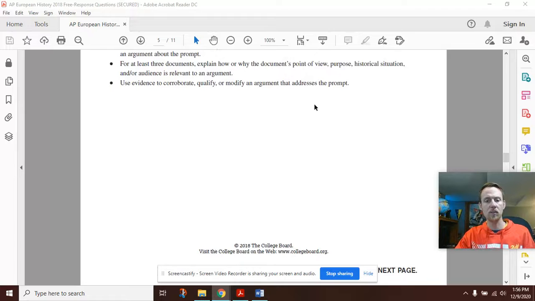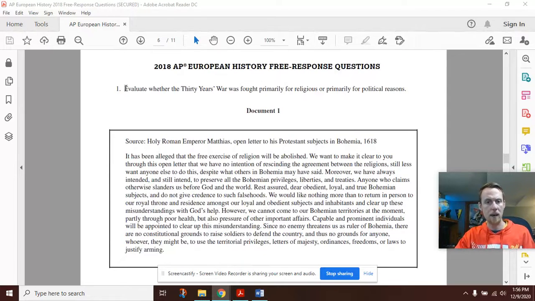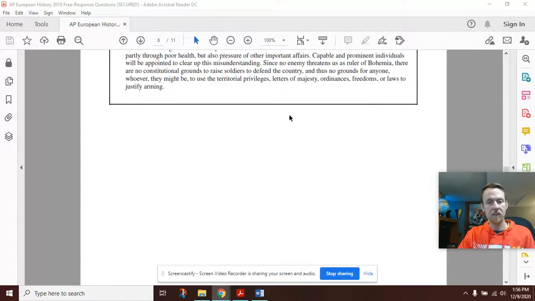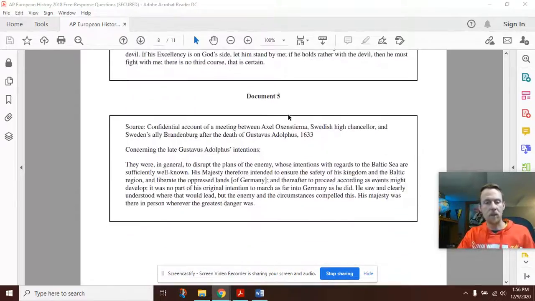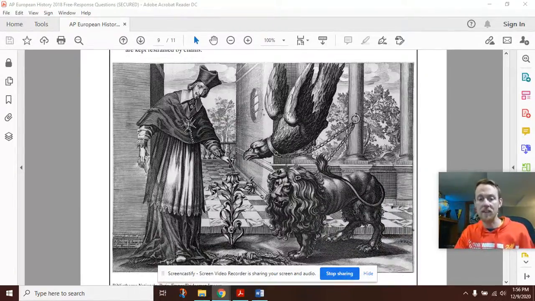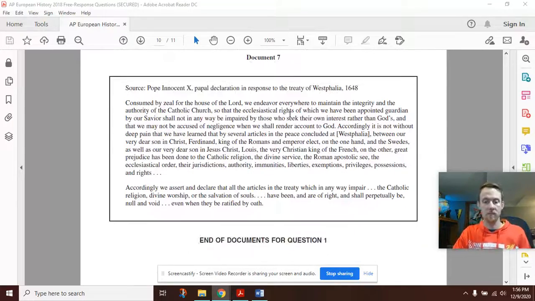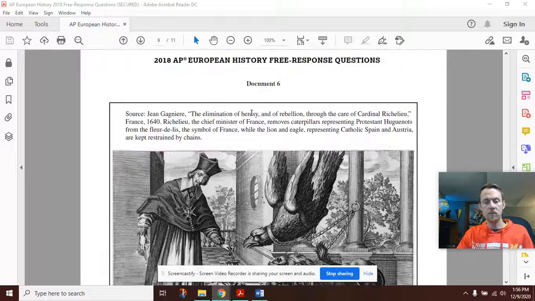All right, so the documents will look like this. And so here's the prompt. Evaluate whether the 30 Years' War was fought primarily for religious or primarily political reasons. So at the end of this, that's your goal. As a historian, you're going to argue whether it was mainly religious or political. Okay. So then you have these 7 documents. Varying lengths, varying perspectives, varying points of view. You will always have at least one visual document. It could have more, but there will always be at least one of those.